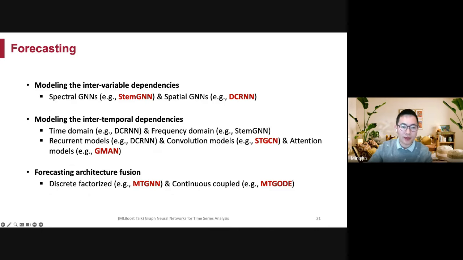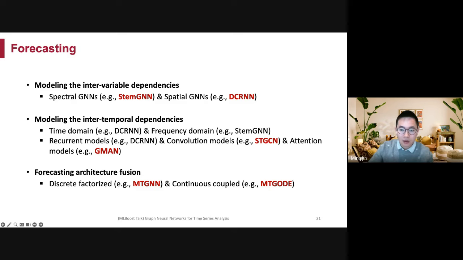Okay, let's move on. So here are some examples when we talk about this architecture. When we talk about the spectral GNNs, this method is a typical example. In terms of the spectral GNNs modeling the intervariable dependencies, we could have a look at the DCRNN. Those are very typical methodologies for the papers mentioned here. And in terms of modeling the intertemporal dependencies, we could use recurrence models, an example could be DCRNN. We could also use convolution models, for example STGCN. And these methods we will discuss later.